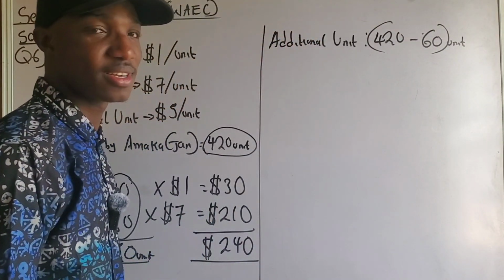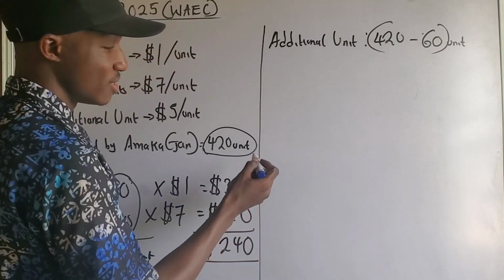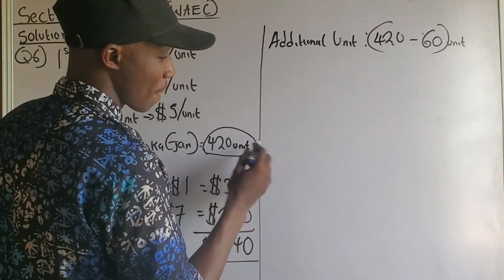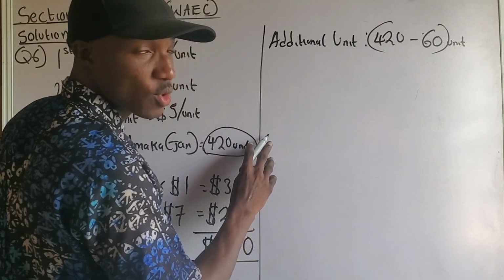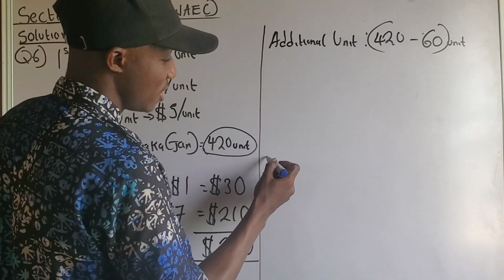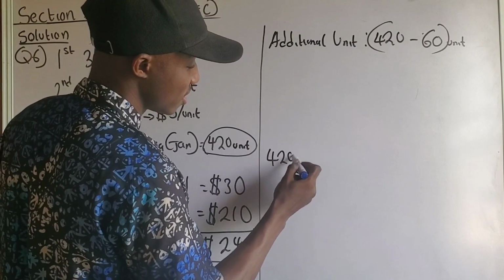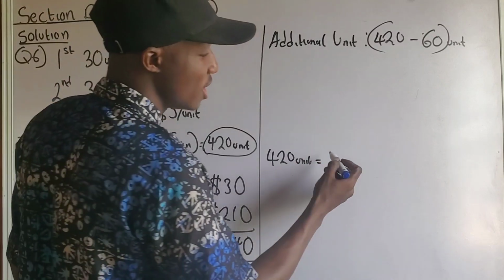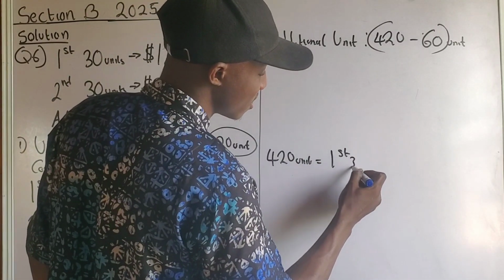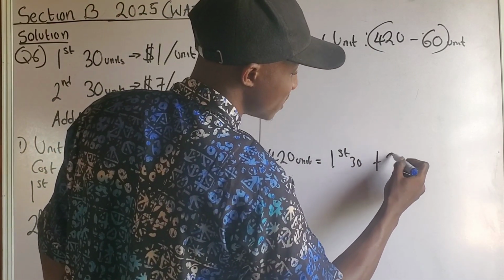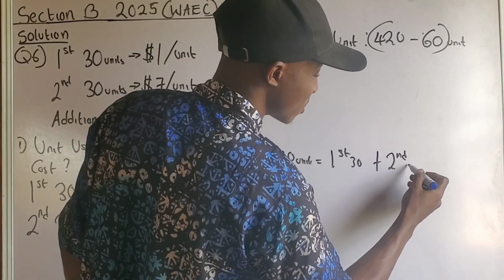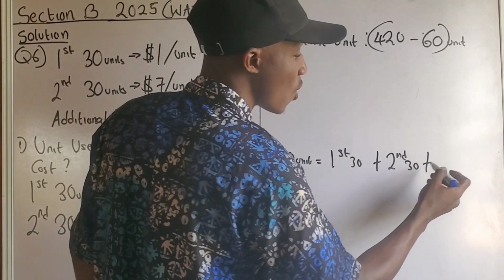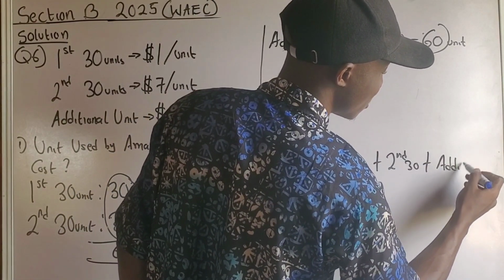You see, this is the equation. This is what I'm looking for. The cost of 420 units will be equal to the cost of the first 30 units plus the cost of the second 30 units plus the cost of additional units.